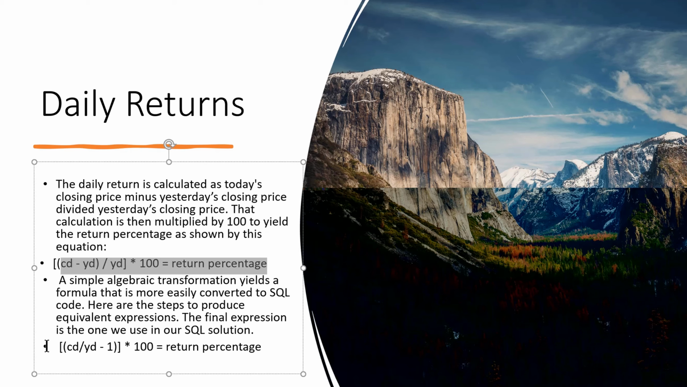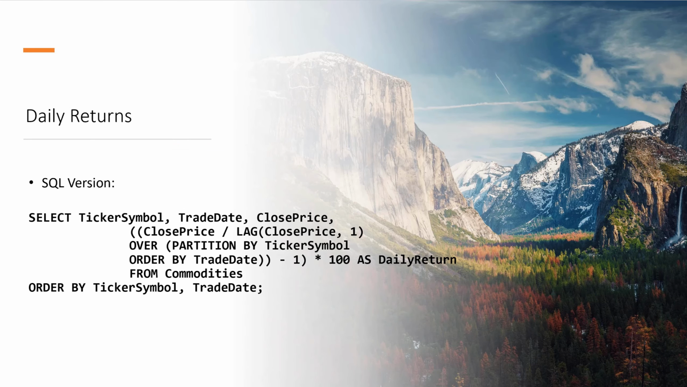So we do a little bit of algebra and change it to be current day divided by yesterday minus 1, times that by 100 to calculate the return percentage. Here is the SQL query that calculates daily returns. If you'll notice, we have a window function, and it's the lag function. So we have the closing price divided by yesterday's closing price.